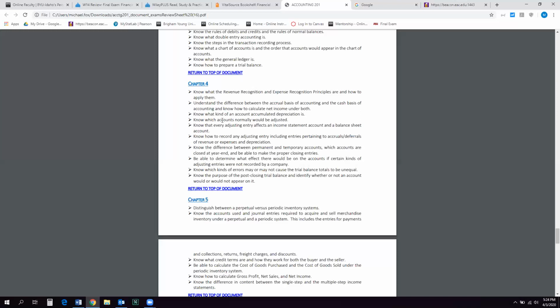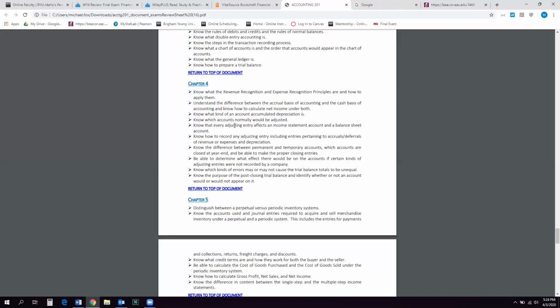Know what kind of account accumulated depreciation is. So accumulated depreciation is a contra asset account, and it's always linked with a specific asset account. So it might be like equipment, and then there will be a linked accumulated depreciation on equipment account.